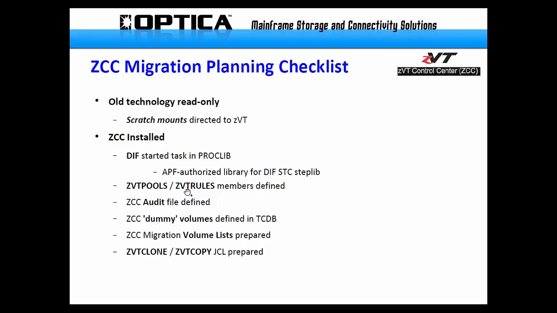But if we're going to do a migration, we have to keep track of what's going on. And so there's an audit file, which is a VSAM file, that gets defined and is used by ZVT Control Center to keep track of which volumes I have migrated. How far along in the migration am I? How many volumes do I have to go? How many terabytes have I migrated so far? So the audit file is a critical resource, because it really tells us how much further we've got to go in the migration.